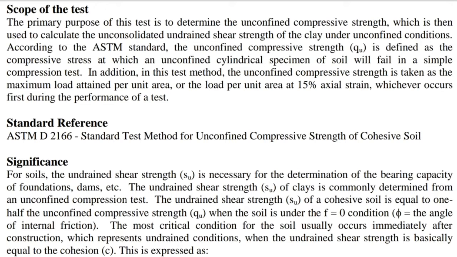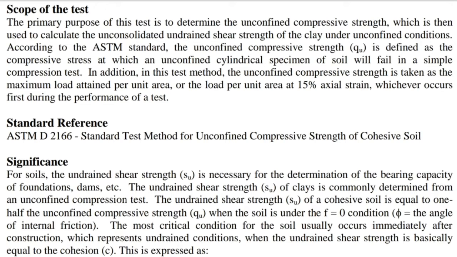Significance: for soils, the undrained shear strength su is necessary for the determination of the bearing capacity of foundations, dams, etc. The undrained shear strength su of clays is commonly determined from an unconfined compression test. The undrained shear strength su of a cohesive soil is equal to 1/2 the unconfined compressive strength qu when the soil is under the phi equals 0 condition. Phi is the angle of internal friction.